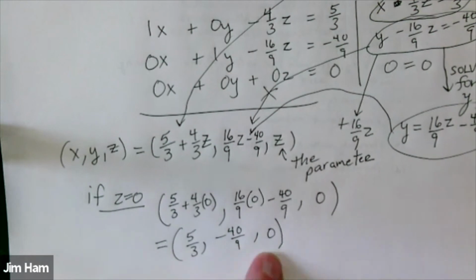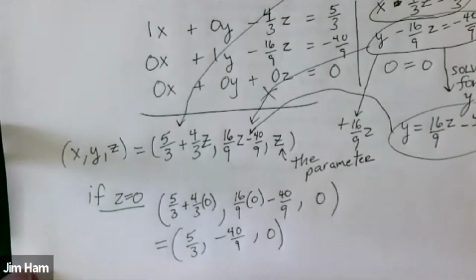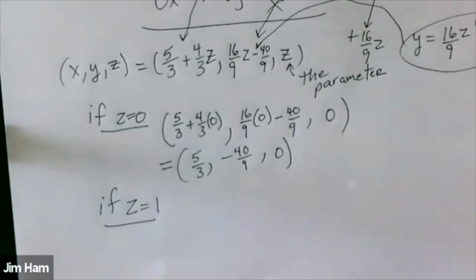If you put those three coordinates into our three equations, it will satisfy all three equations. If you want another solution, choose a different z value. If z is equal to 1. And because you can choose z to be an infinite number of possible values, you're going to be able to identify all of the solutions that work.